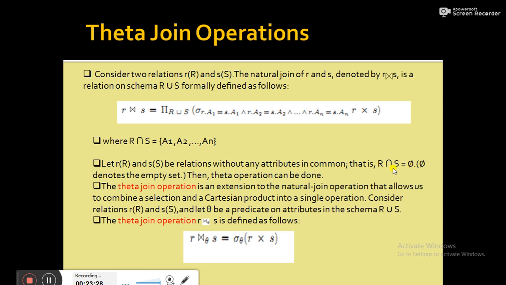Then we can do the theta join operation, and it is represented by this symbol: R theta join S. This theta is the predicate. So R theta join S is equal to the Cartesian product between R and S, and then we do selection based on predicate theta. Theta is the condition. The condition is not only the equality sign; it can be any relational operation, greater than or equal to, less than or equal to.